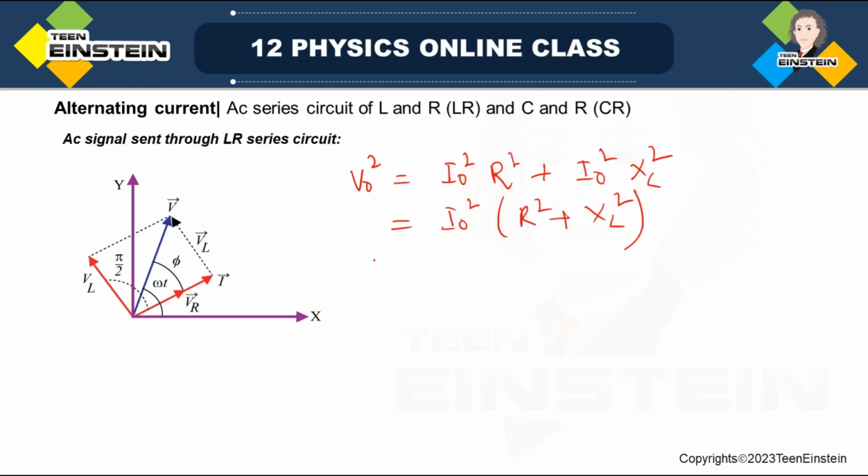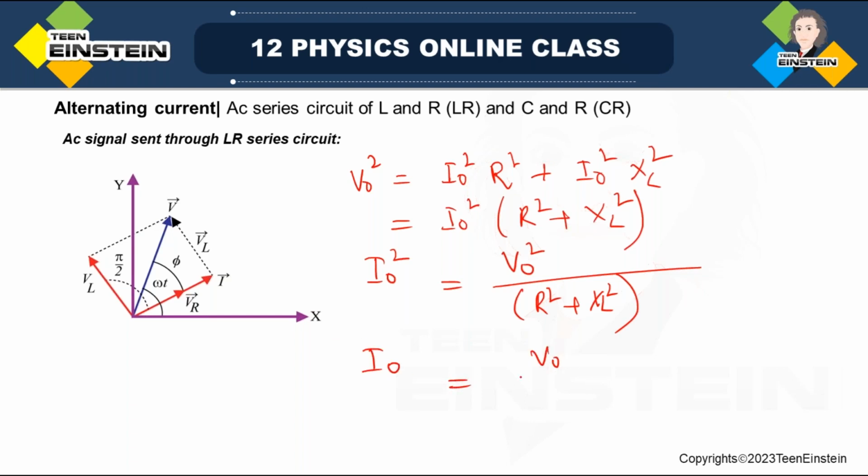Now I need to find out the magnitude of the current. The magnitude of the current: I0 square is V0 square divided by R square plus XL square. Now I0 is equal to V0 divided by the square root of this. XL I am writing as omega square L square. So here, this is the voltage amplitude, and this is the current.